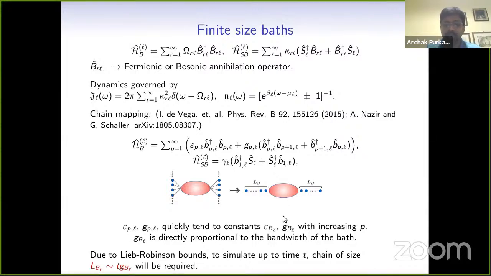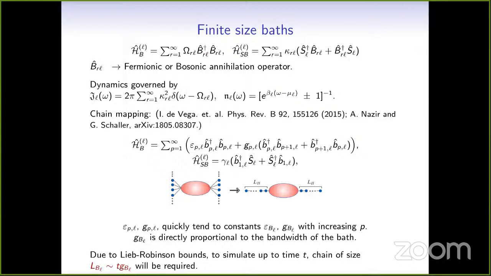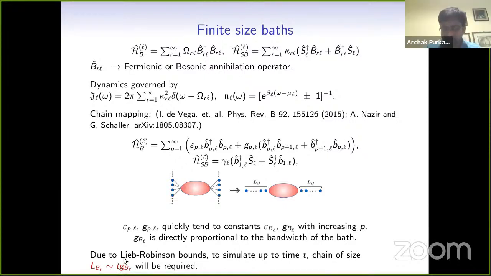If you want to simulate up to a time t, you need baths of size t times this hopping parameter, with some order 1 proportionality constant, like 1 or 2. So if you still want to do a long time simulation, this still grows. If you want to go to a steady state and the steady state is long, you still need a very large bath size here.